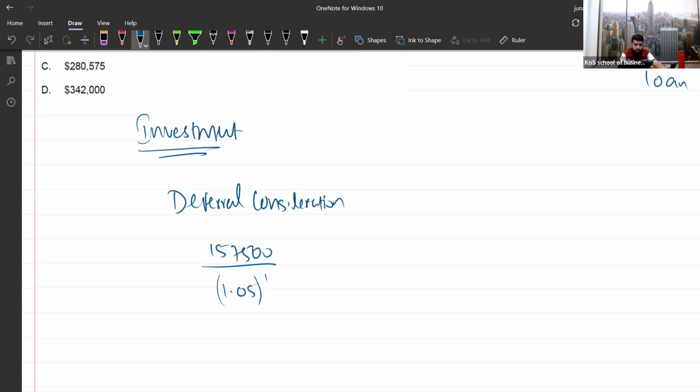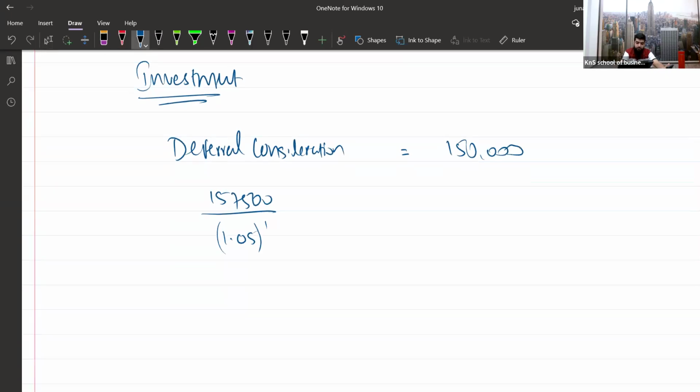Can anyone please calculate the present value for the deferred consideration? It's 157,500 divided by 1.05. It's 149, I guess it's 150 if you just round it off. It's 150 approx. So it means it's 150,000. So 150,000 is the deferred consideration.